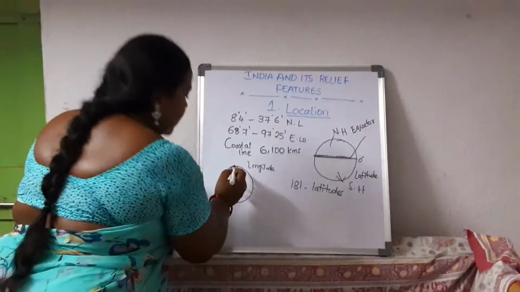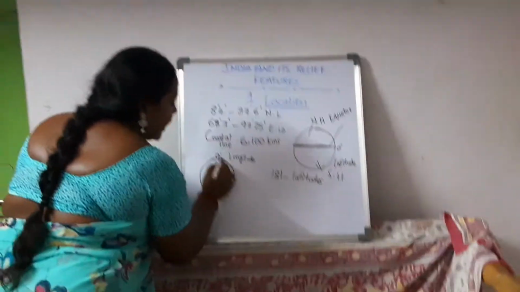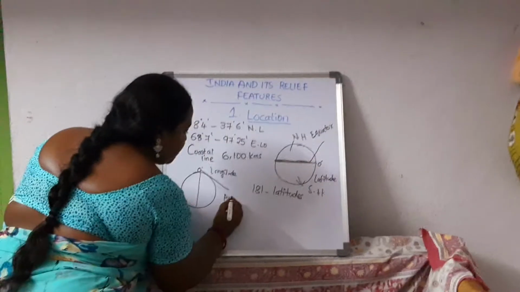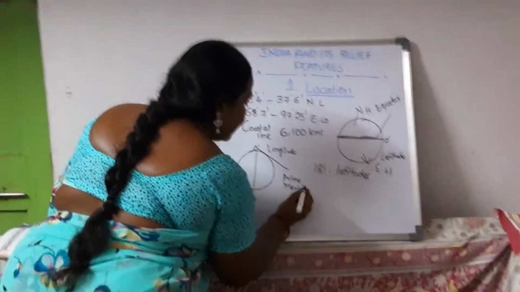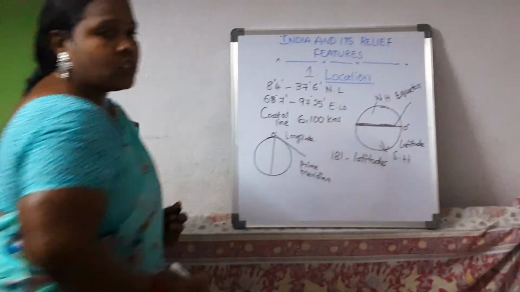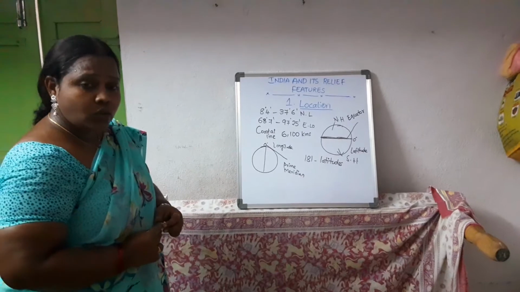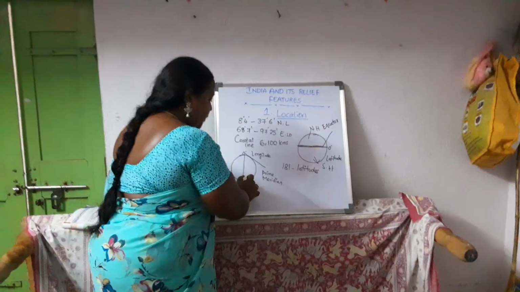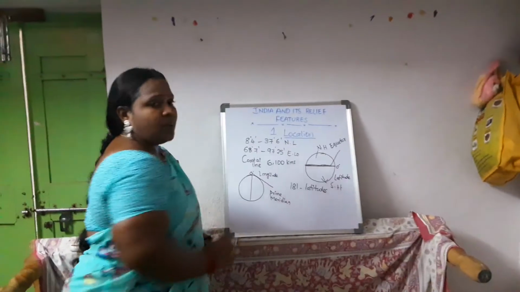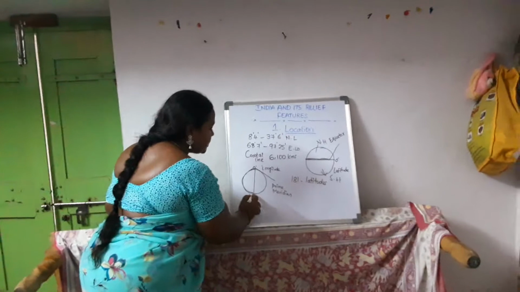And the 0 degree longitude. This 0 degree longitude, what is this called? It is known as prime meridian, and it passes through London. Okay. From where does it pass through, children? It passes through London. 0 degree longitude is prime meridian. It passes through London and it divides the sphere into two equal halves.